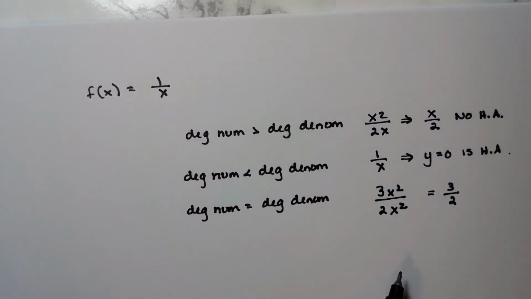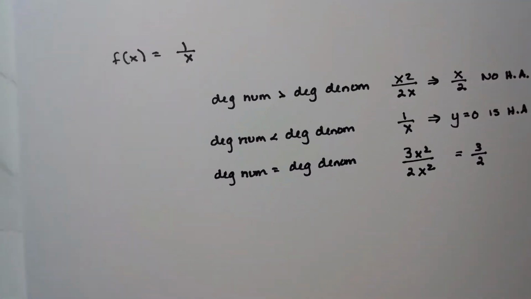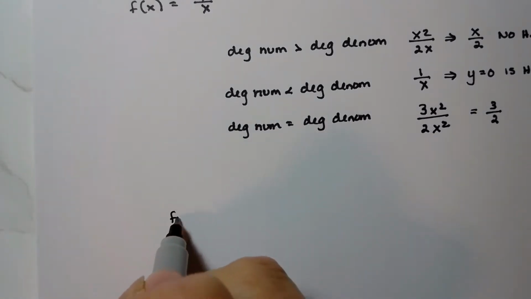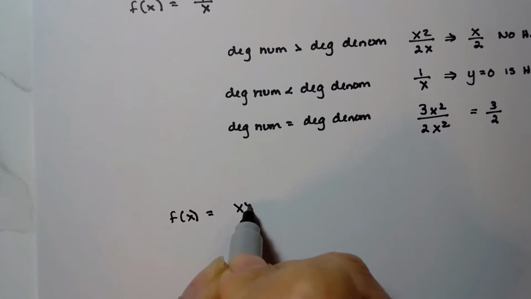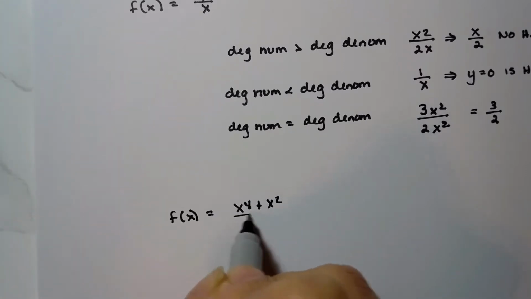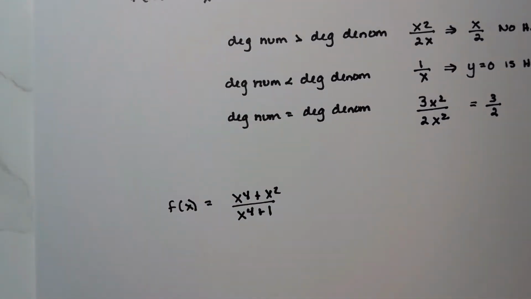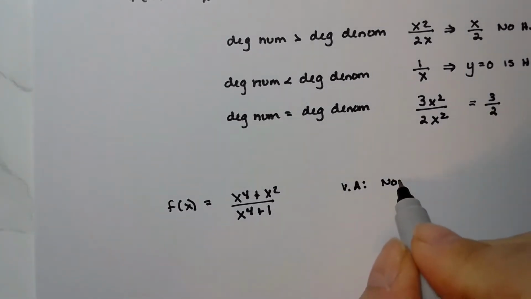Okay, so let's look at the function f of x equals x to the 4th plus x squared over x to the 4th plus 1. This is in the book on the bottom of page 273. The first thing I want to think of is, are there any vertical asymptotes? Well, there aren't, because I can plug in any number I want for x and I'm not going to get a 0 or anything weird. So there are no vertical asymptotes.